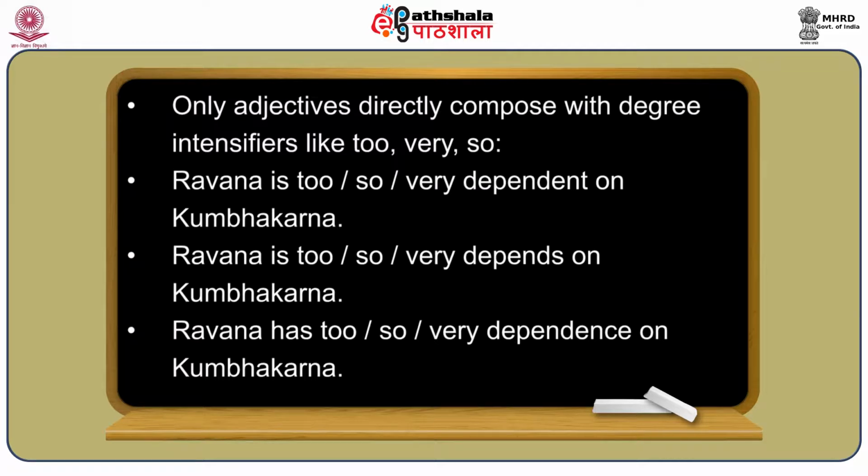If you say Ravana is too, so, or very dependent on Kumbhakarna, you get good sentences. But it's ungrammatical to say Ravana is too, so, very depends on Kumbhakarna. Ravana has too, so, very dependence on Kumbhakarna. Okay? So these cannot combine with verbs, these cannot combine with nouns, but they can with adjectives.